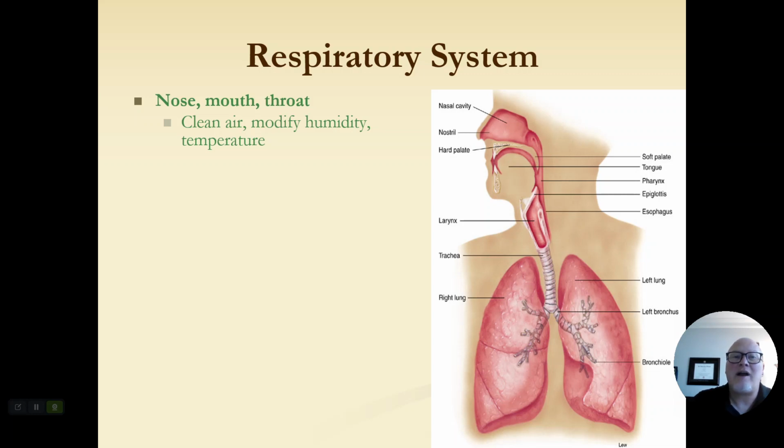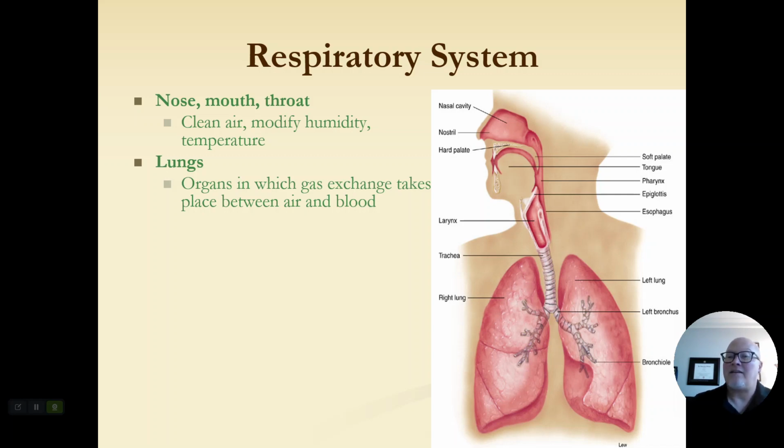So we have our nose, mouth, and throat, and of course our lungs at the end of the trachea. At the end of the trachea, you have the two bronchi, and then that branches into bronchial tubes and so on and so forth.